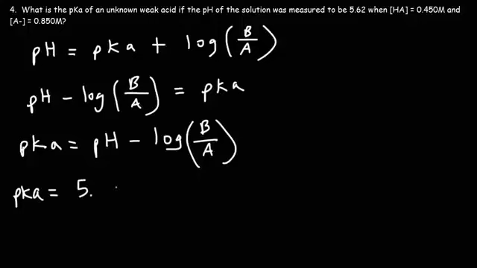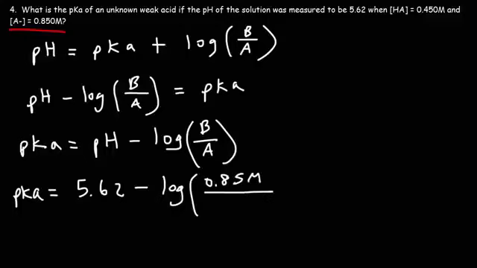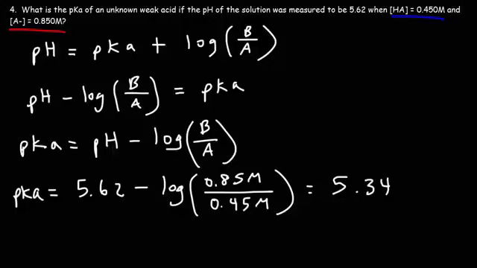So the pH is 5.62. The base is the concentration of A minus, so that's 0.85. The acid is the concentration of HA, so that's 0.45. So this is going to be 5.34. So this is the pKa of the unknown acid.